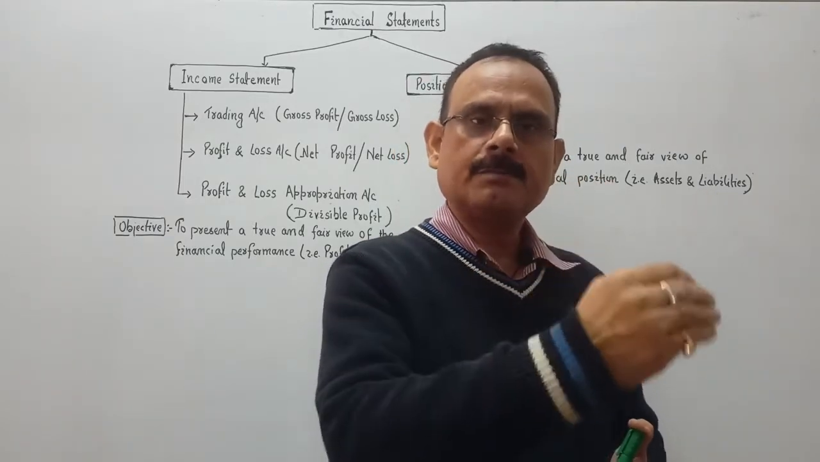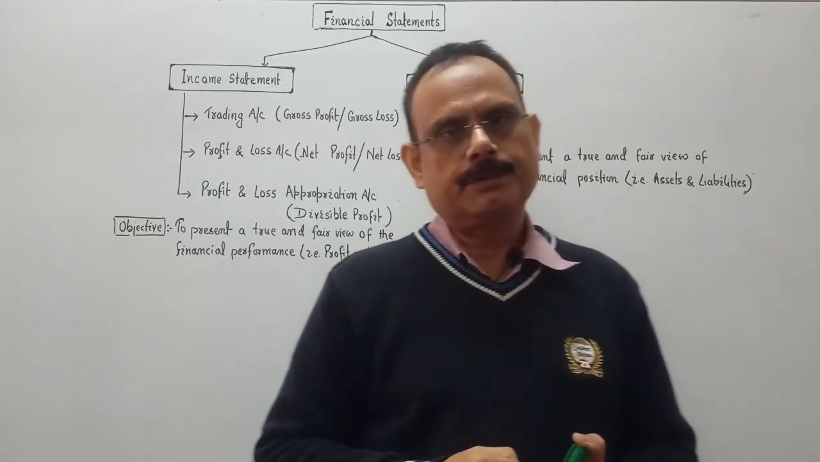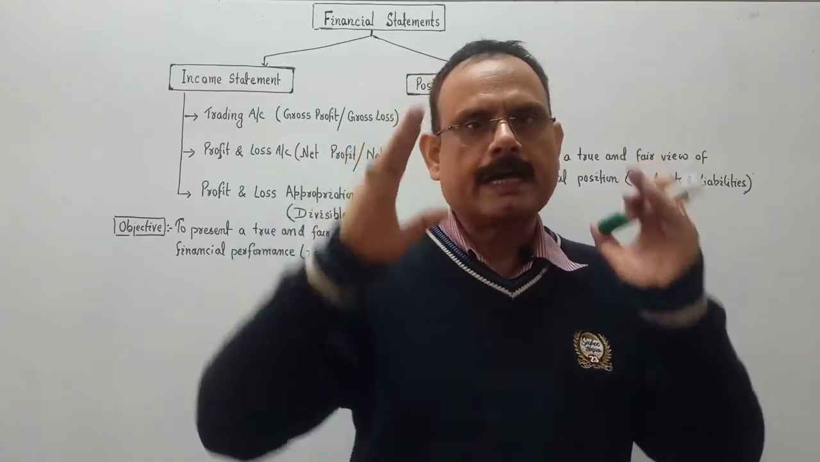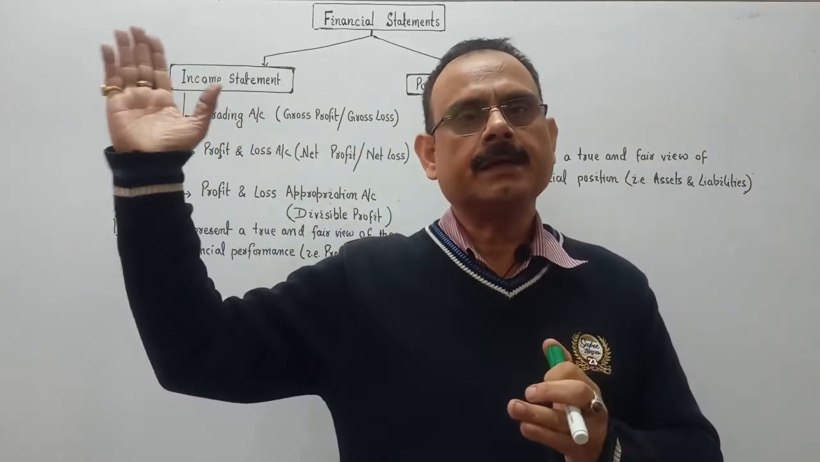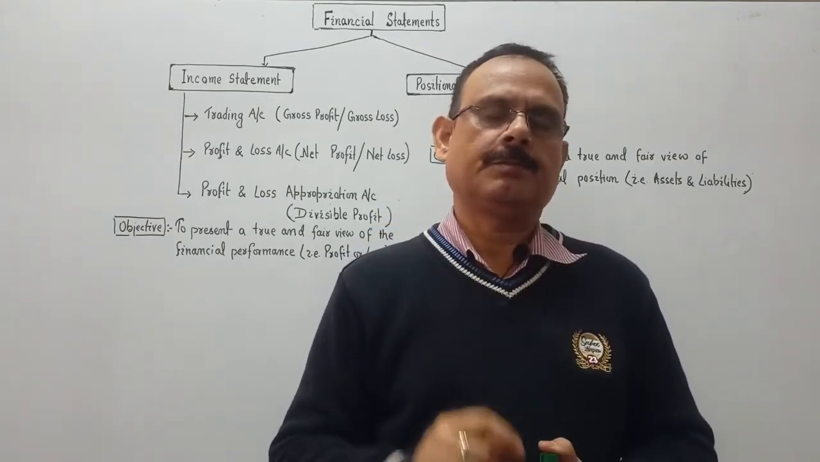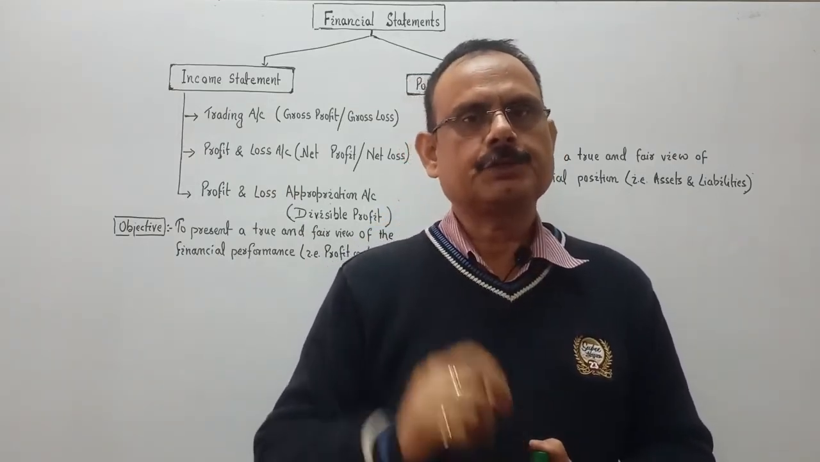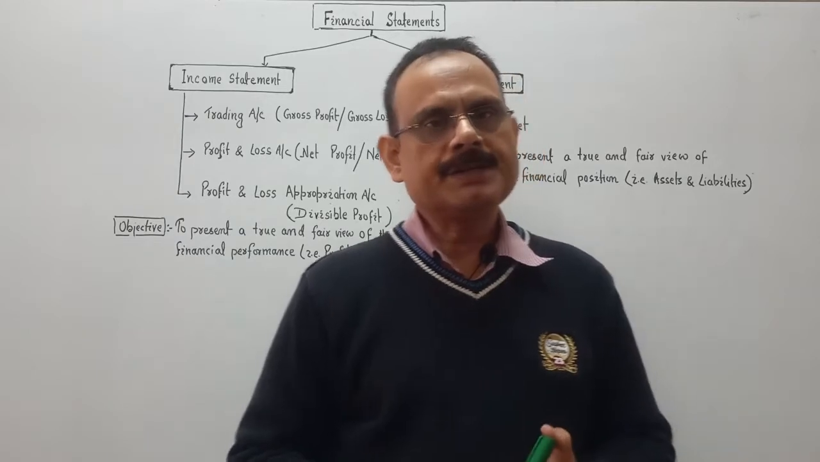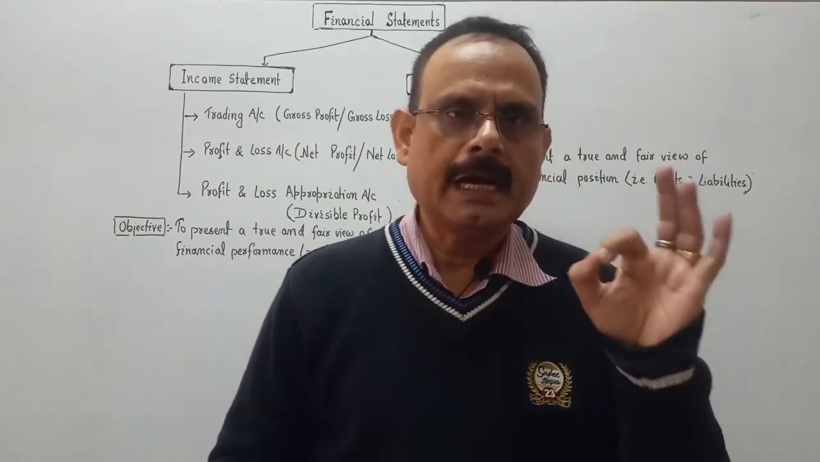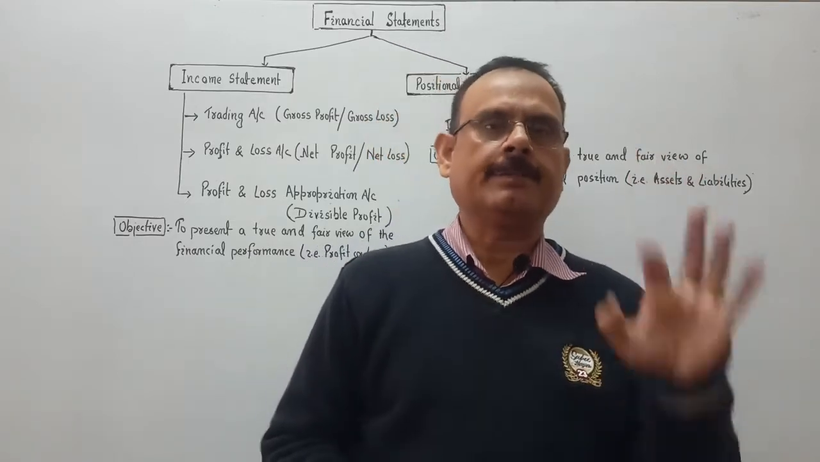It may be long term and it may be short term liability. All liabilities we write on the left hand side, and all assets we write on the right hand side of the balance sheet, and both sides of the balance sheet must match, must be equal. So in financial statement we prepare the income statement and positional statement.